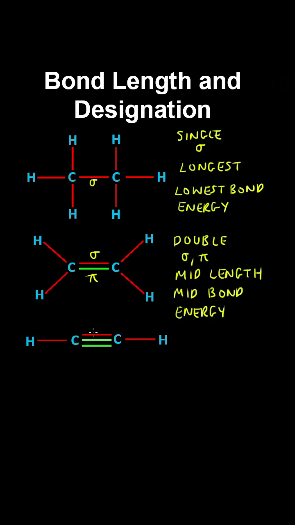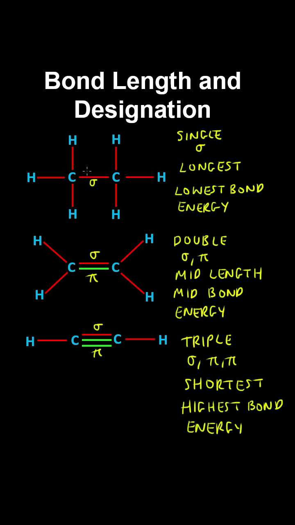And here we have a triple carbon-carbon bond in the acetylene molecule, which consists of 1 sigma and 2 pi bonds. And out of the 3, it has the shortest bond length and the highest bond energy. So it's the most difficult to break apart. And note that in these covalent bonds, the bond length is influenced by both the size of the atom's core and the bond order, so single, double or triple.